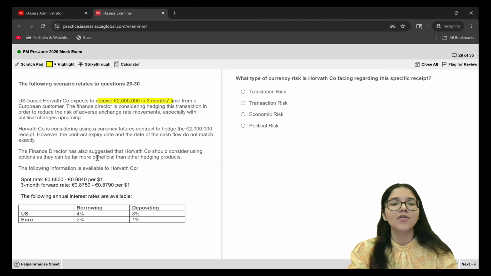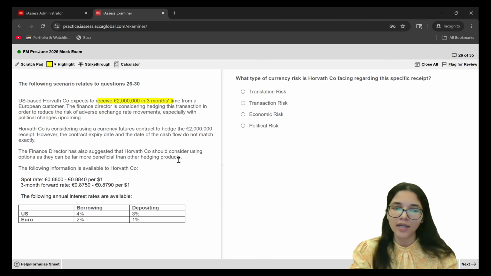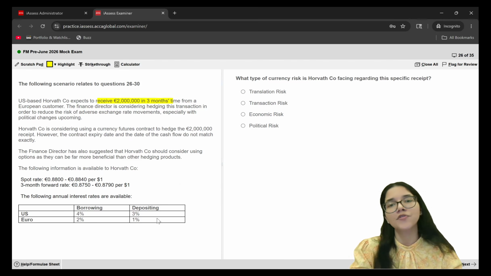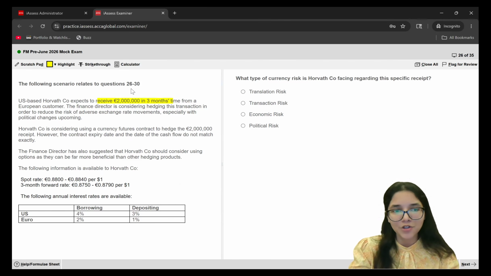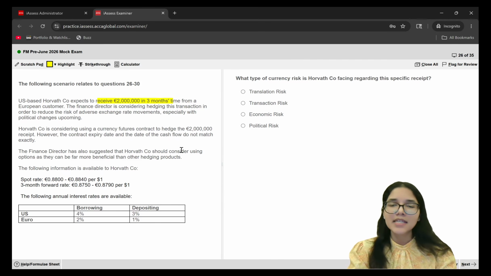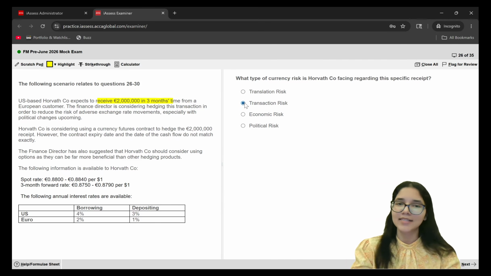The finance director has also suggested that Horvath company should consider using options as they can be far more beneficial than other hedging products. The following information is available. So we are given the spot rate, the 3-month forward rate, and the borrowing and the deposit rates, which will be useful in a money market hedge calculations. So the first question is asking me what type of currency risk is Horvath company facing regarding this specific receipt. So guys, whenever I'm talking about one particular transaction that my rate will change from entering into the transaction to actually receiving the money, that risk is called the transaction risk.